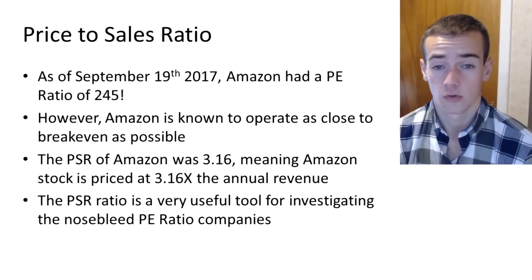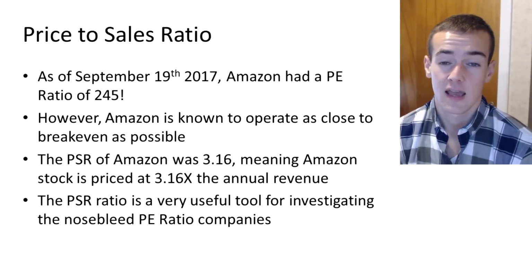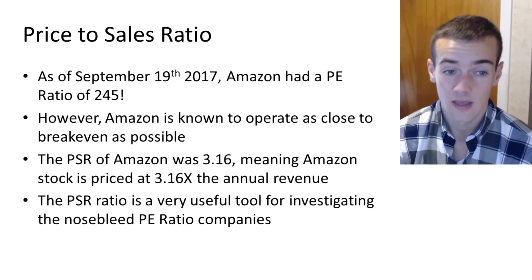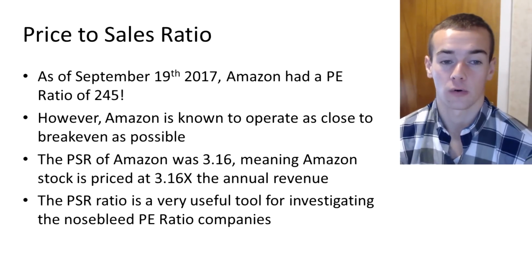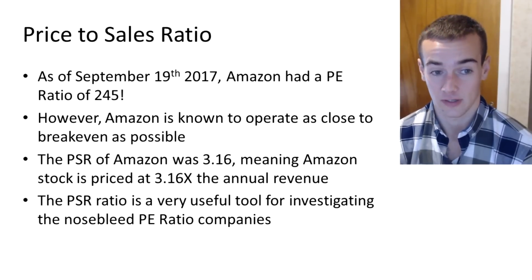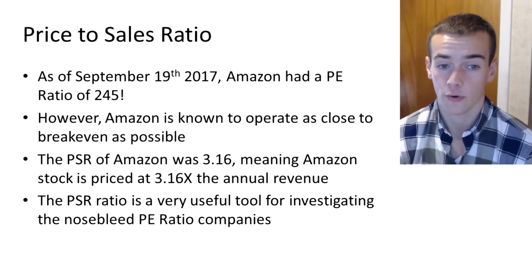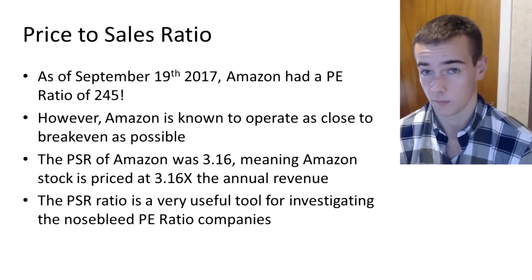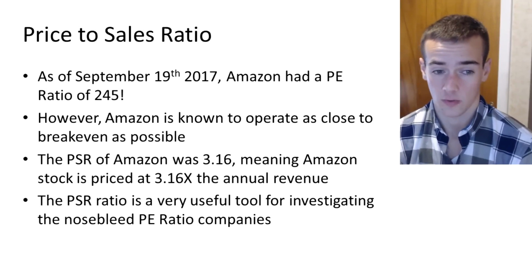this now. So we're going to consider Amazon. As of September 19th, 2017, Amazon had a PE ratio of 245. So that means for every $245 invested, you are getting $1 of company earnings. That seems to be very high and very speculative. However, Amazon is known to operate as close to break even as possible because they are spending as much money as they can expanding and growing the business.